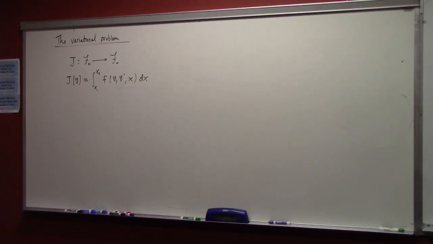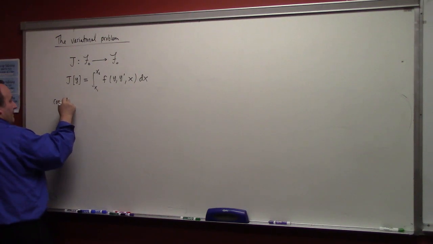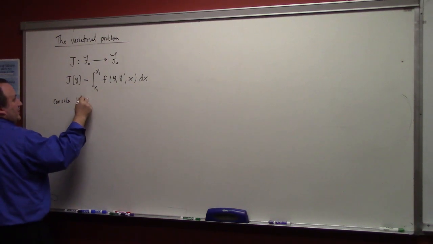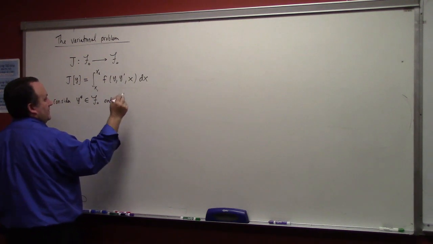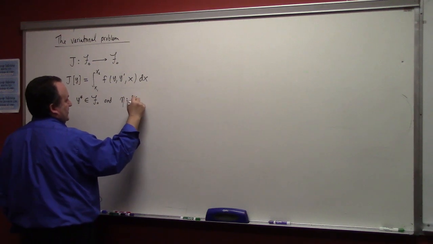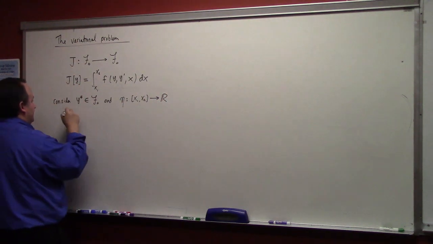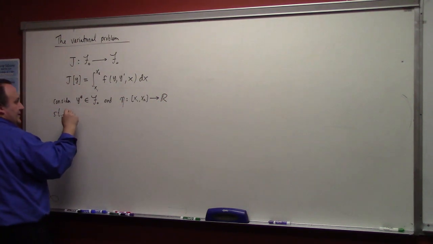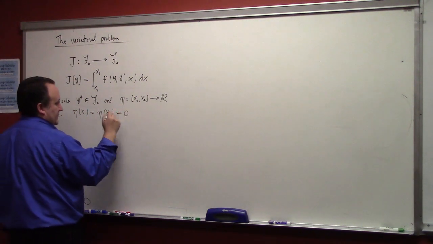And suppose we're given a function y star in f naught and another function eta, such that eta vanishes at the endpoints. So we consider y star an element of f naught, and eta, a mapping from x1, x2 to the reals, such that eta of x1 equals eta of x2 equals 0.